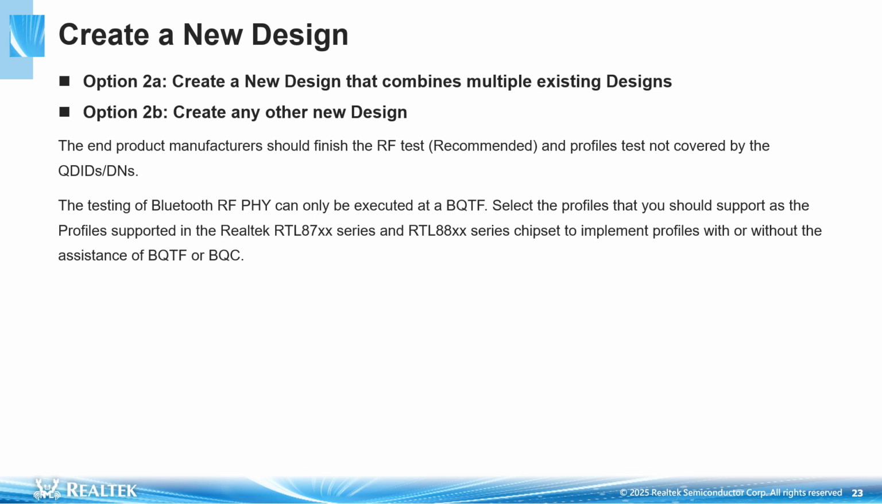If end product manufacturers want to modify or add some new features or own their DN, the create a new design scheme should be used. The end product could combine 2 or more Realtek designs. If the designs meet the requirements of your products, you will use option 2A: create a new design that combines multiple existing designs. Combine these designs without modifications, then follow the prompts to complete the submission. On the other hand, if you want to modify or add any new features, you should use option 2B: create any other new design.